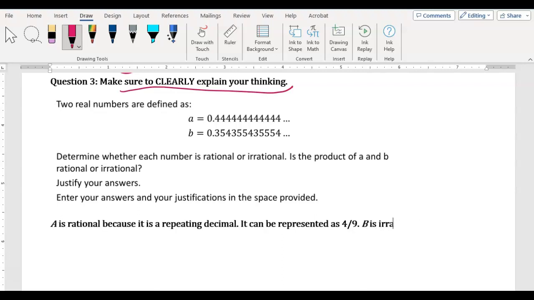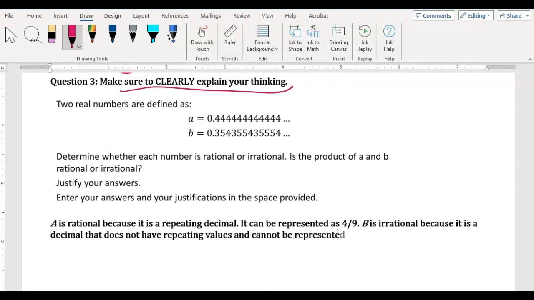B is irrational because it is a decimal that does not have repeating values and cannot be represented as a ratio or fraction. Now notice that both of these have these dot, dot, dot after them. That ellipsis means that it goes on and on and on, right? So our assumption is that this is going on and on and on.